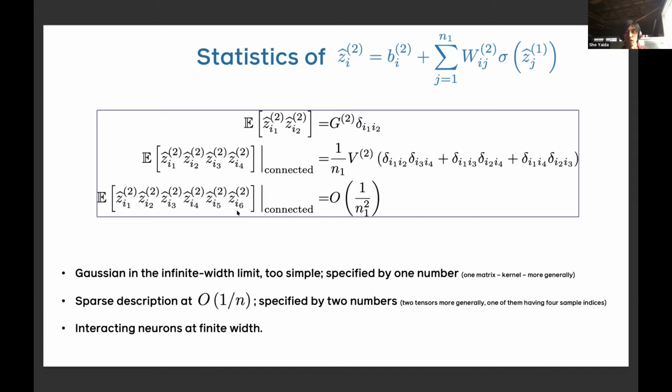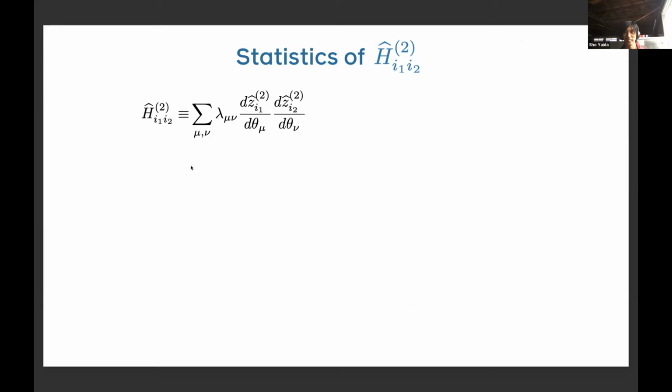And more generally, it's going to be two tensors, one of which has four input indices, or four sample indices. So it takes four inputs. And this B would depend on the four inputs that you consider. And most importantly, now because of this connected correlation, these variables become not statistically independent. And then these neurons start to interact with each other at finite width. So that was the statistics of Z, the second layer pre-activation.